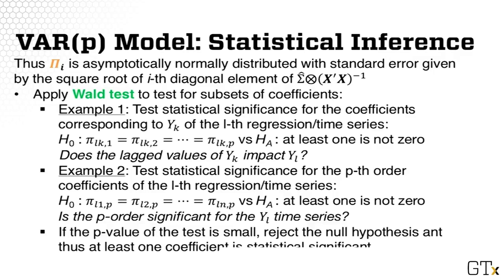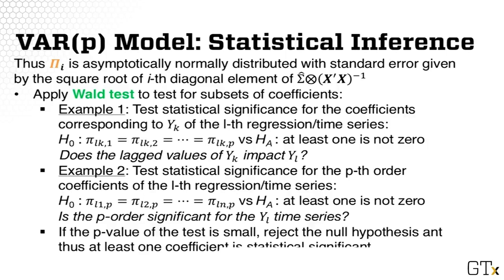The classic testing procedure is the so-called Wald test. The two common settings when we would apply this test are in these two examples on the slide. In the first example, we're interested in testing whether all the coefficients corresponding to the kth time series yk are 0 in the nth regression, or for the nth time series. The null hypothesis is that all coefficients are 0, where the alternative is that at least one is not 0. I will illustrate this test in a different lesson when we discuss the concept of Granger causality.